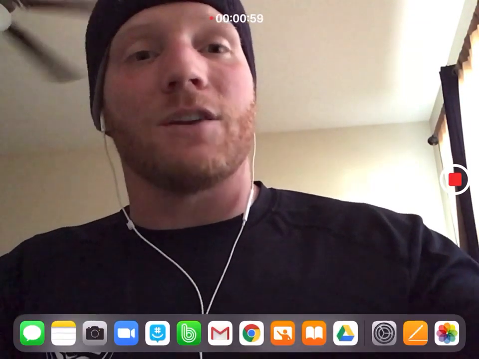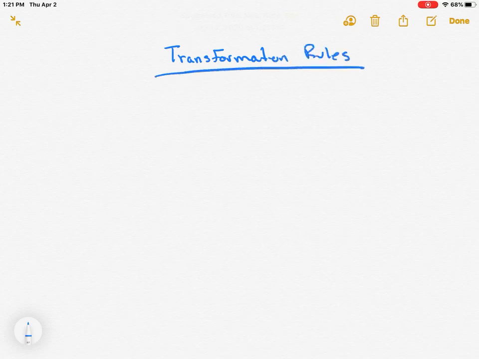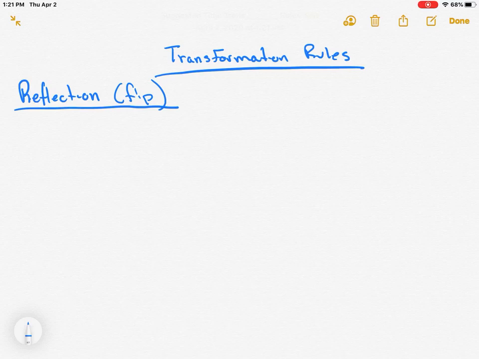So let's go ahead and go over our rules for transformations. All right, the first one we're going to go over is our reflections, right? And as you remember, a reflection is a flip over a line of reflection. So if we are going to reflect it over the x-axis, we have our original x and our original y.